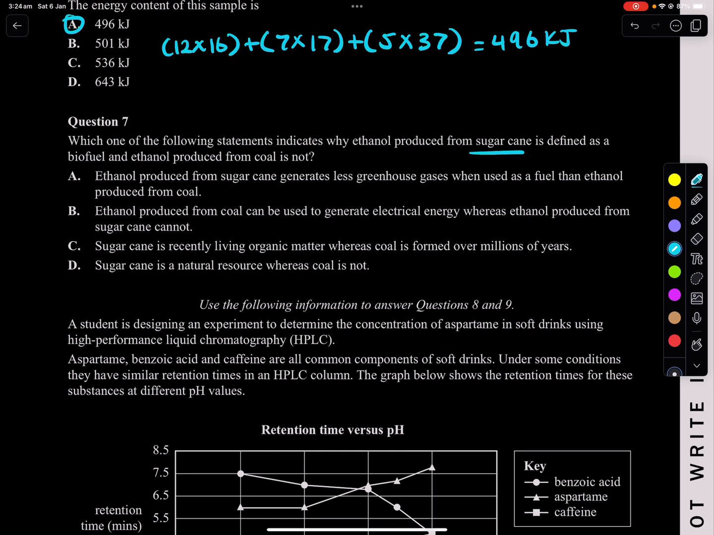Whereas, coal is a problem because it takes millions of years to produce. So, it's not very renewable. That's why the definition is. So, let's see if those answers meet those conditions. Ethanol produced from sugarcane generates less greenhouse gases when used as a fuel than ethanol produced from coal. Well, that is true, but does that answer why it's a biofuel? No, it doesn't.